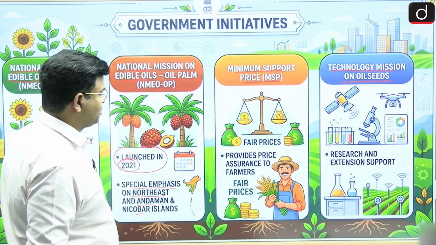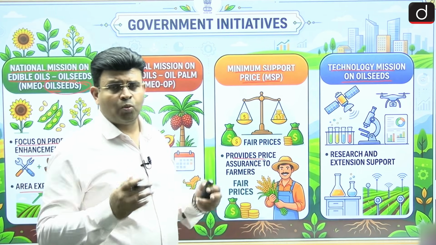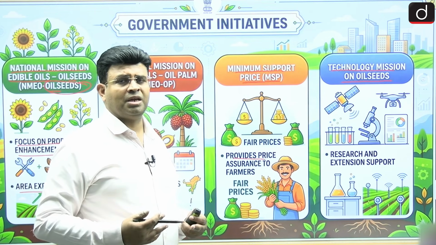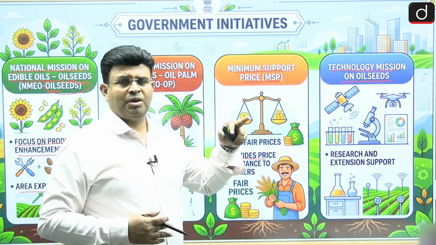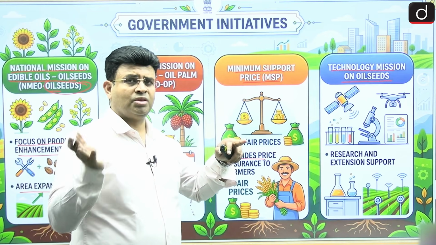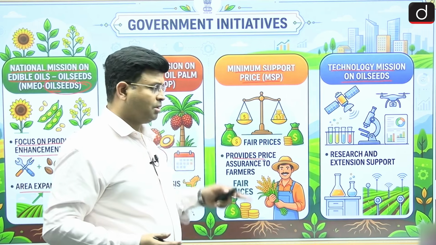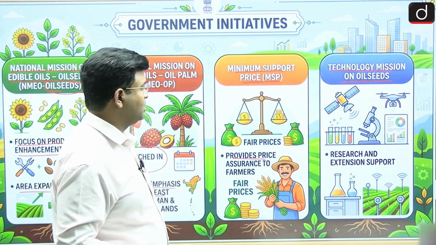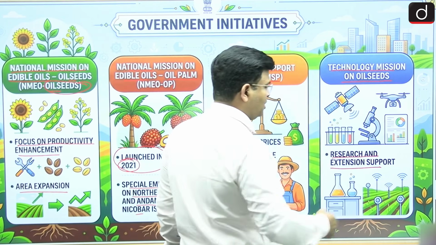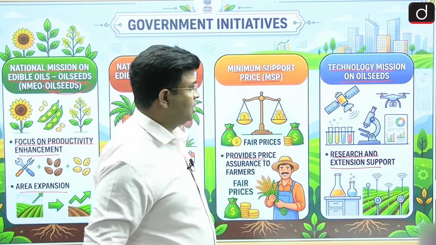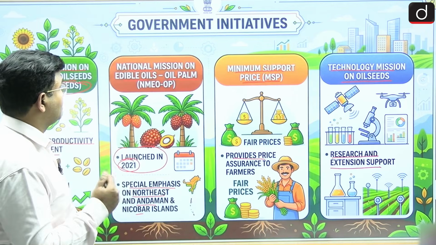And minimum support price provides price assurance to the farmers. Farmers always think whether I will be able to get the minimum price if I am growing, whether I will be in profit or loss. So if the Government of India is saying that yes, this MSP will be given to you, it is giving 100% assurance. And the procurement price can be more than that also. So it is a win-win situation for the farmer if the price is better. And the technology mission on oilseeds gives research and extension support, meaning R&D to increase productivity and so on. So this is what we have seen as government initiatives.